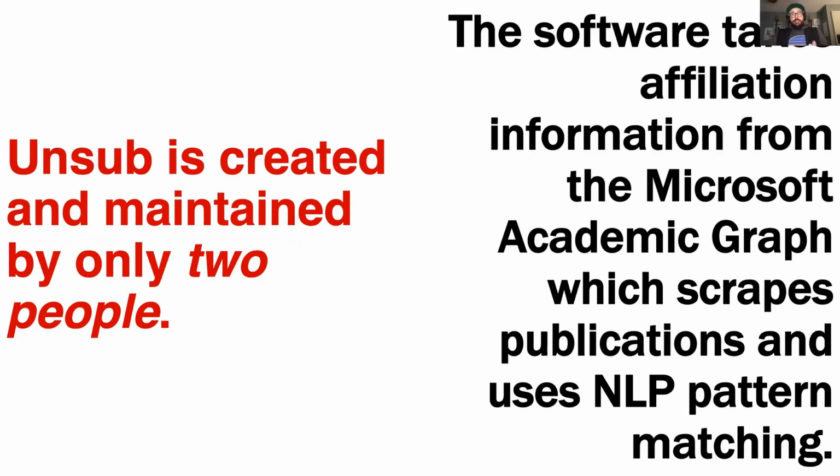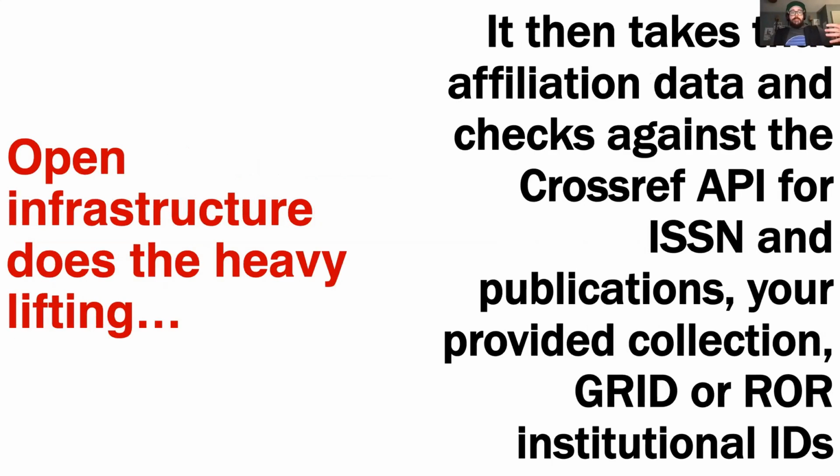Unsub is created and maintained by only two people. And the software takes affiliation data from the Microsoft Academic Graph. I only just learned about the Microsoft Academic Graph recently, but it's kind of the technology that helps power things like Google Scholar. It's a really powerful natural language processing system that scrapes scholarly publications and matches things like affiliation and authors and does all of that work via AI. And then after that, open infrastructure does the rest of the heavy lifting.